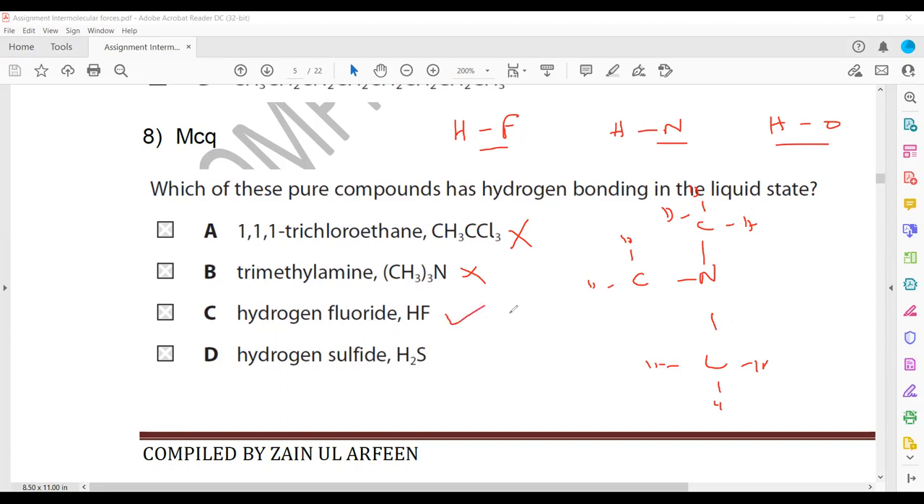Hydrogen fluoride, that's correct, and hydrogen sulfide, again that is wrong, because hydrogen is not forming a bond with fluorine, nitrogen or oxygen. For all the cases, only three cases are there. A molecule in which there is a bond between hydrogen and fluorine, or hydrogen and oxygen, or nitrogen, will always lead to hydrogen bonding.